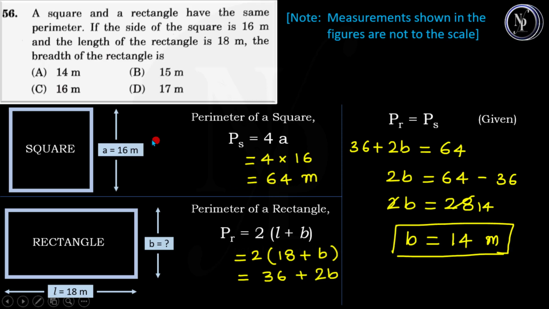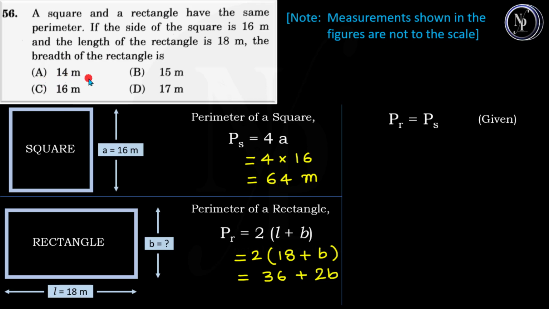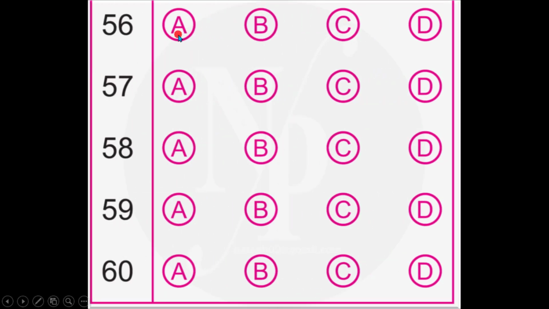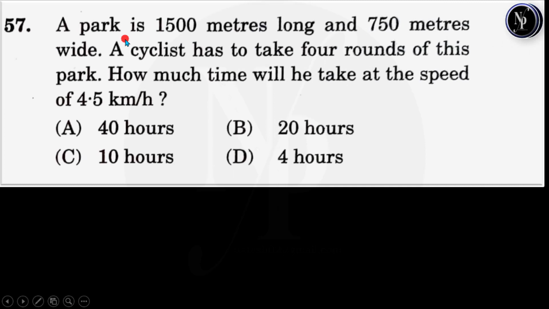Looking at the answer options, in answer option A, we have 14 meters. So, we mark answer option A as the correct answer for question number 56 and move to the next question.